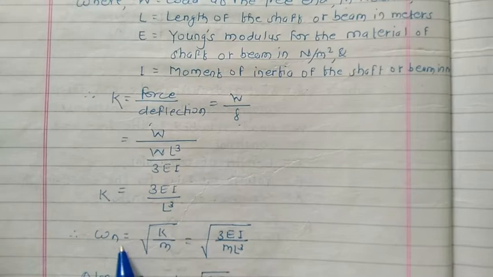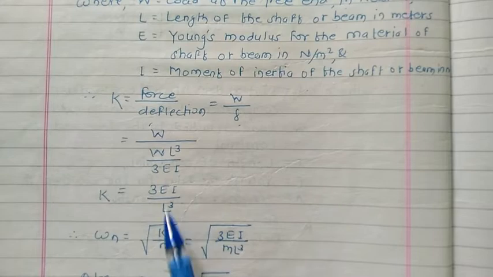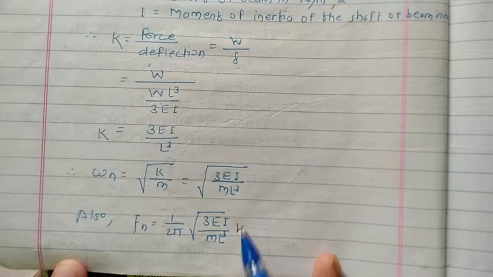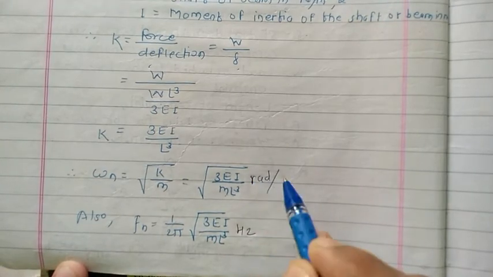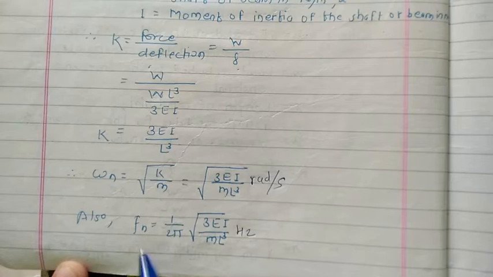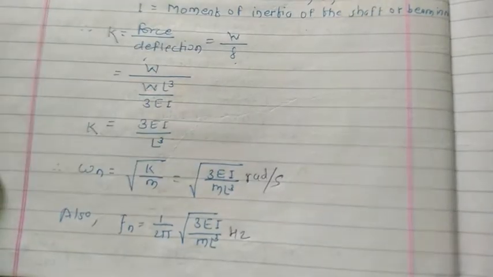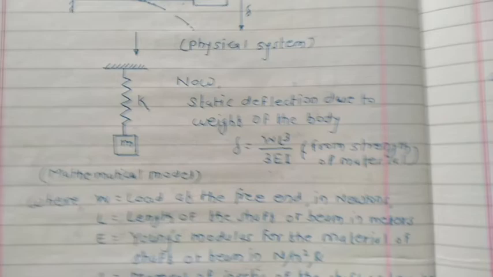So what is omega n? Omega n equals square root of K by M. K is already with us, 3 EI divided by L cube. Mass will remain as it is. Also this Fn we can get in terms of hertz. This one is in terms of radian per second. So Fn equals 1 upon 2 pi square root of 3 EI divided by M into L cube, in terms of hertz. Now this is the case of a cantilever beam, or when the particular beam is subjected to transverse vibrations.